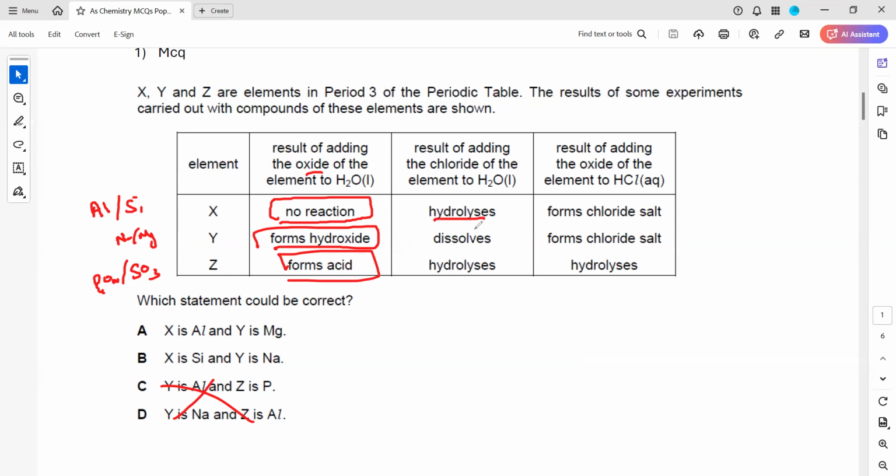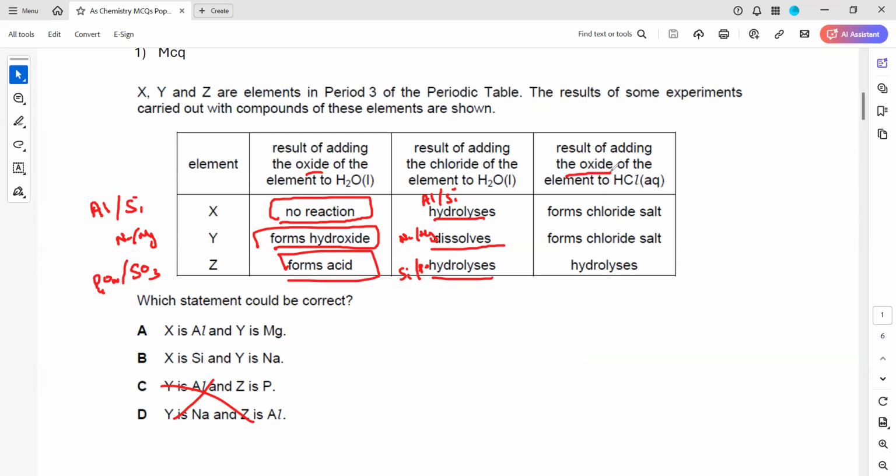Then, their chloride hydrolyses. This can happen for both aluminium and silicon. And this dissolves, so this can happen for both sodium and magnesium. And this hydrolyses, which can also happen with both silicon and phosphorus. So this will not distinguish. Now let's take the last one.